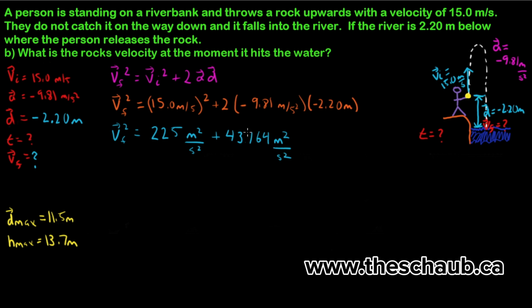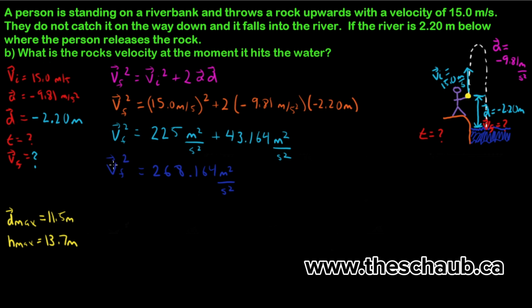We'll keep a few extra decimal points so we can avoid any rounding errors. Completing this addition, 225 plus 43.164 gives us 268.164 meters squared per second squared, and this is equal to our velocity final squared.